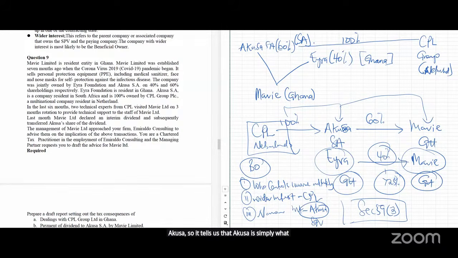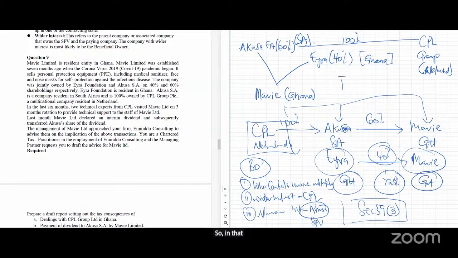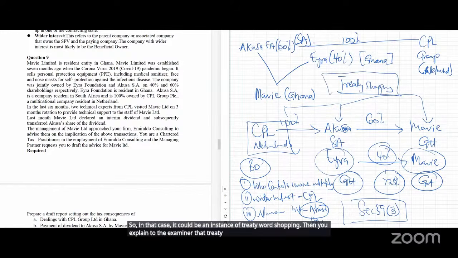A special purpose vehicle used to transport benefits to CPL. So in that case, it could be an instance of treaty shopping. Then you explain to the examiner that treaty shopping is the case where somebody's country is not a party to the treaty, but he's enjoying benefits, even though it's not defined directly by the tax treaty.